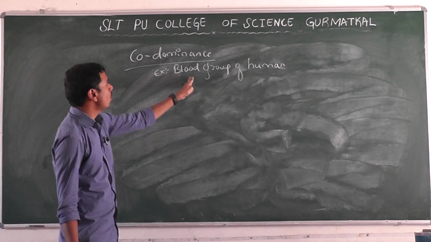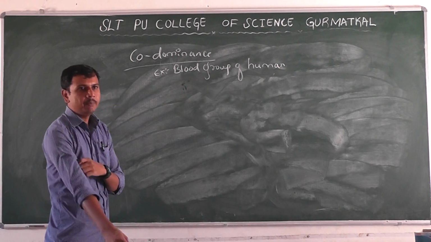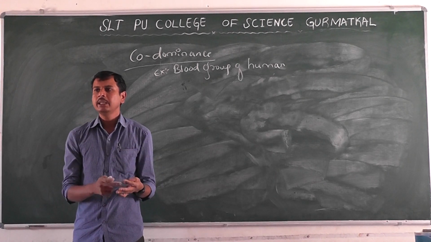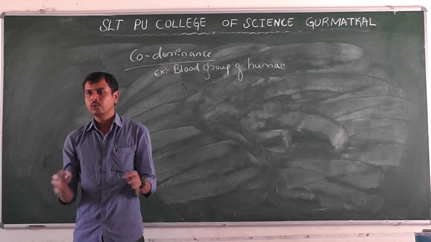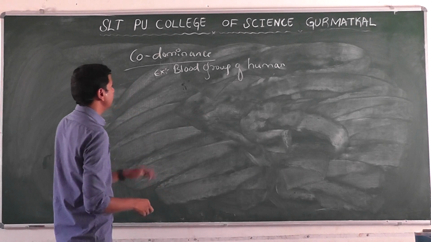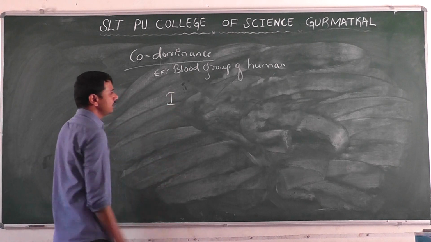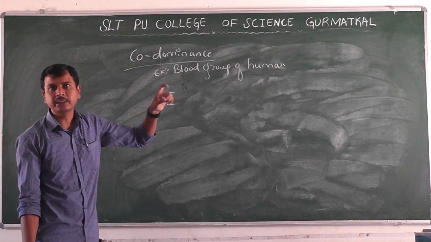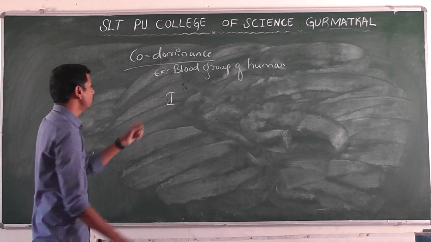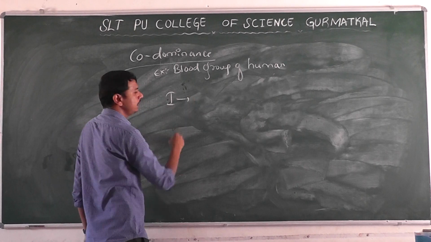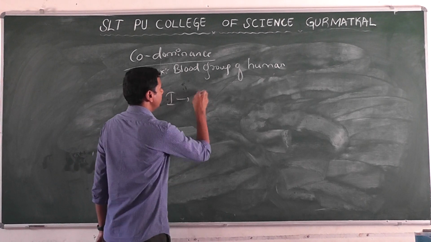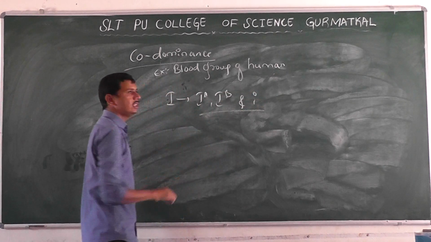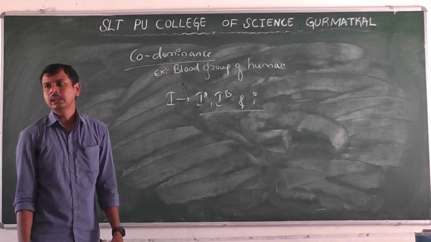Now we are going to concentrate on the blood group of a human. Commonly we see the A, B, AB and O blood groups. There is a single gene here, the capital I, which is present in our blood group. The gene I has three alleles: IA, IB and small i. These three alleles are present in the gene I.